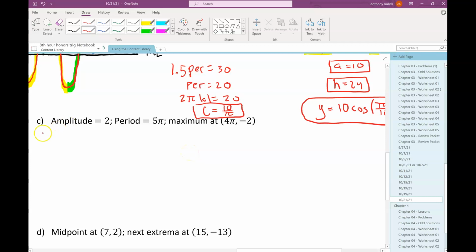So the amplitude being 2 just tells me that the absolute value of A is 2. Since I know the period is 5 pi, I can use that to solve for C. So C has just got to be 5 over 2. Again, I'm going to choose the positive answer.